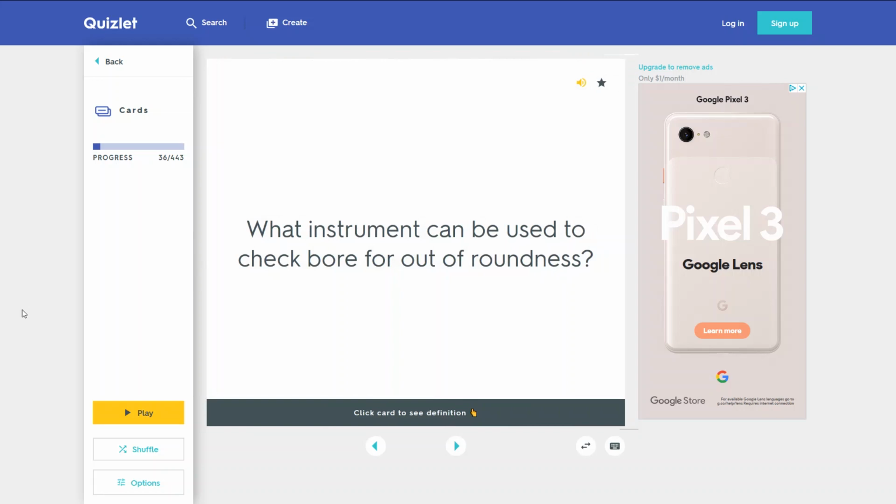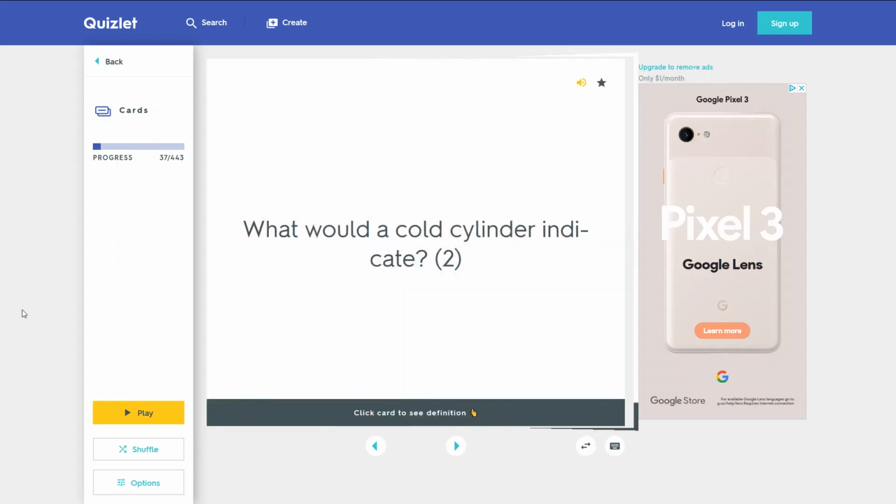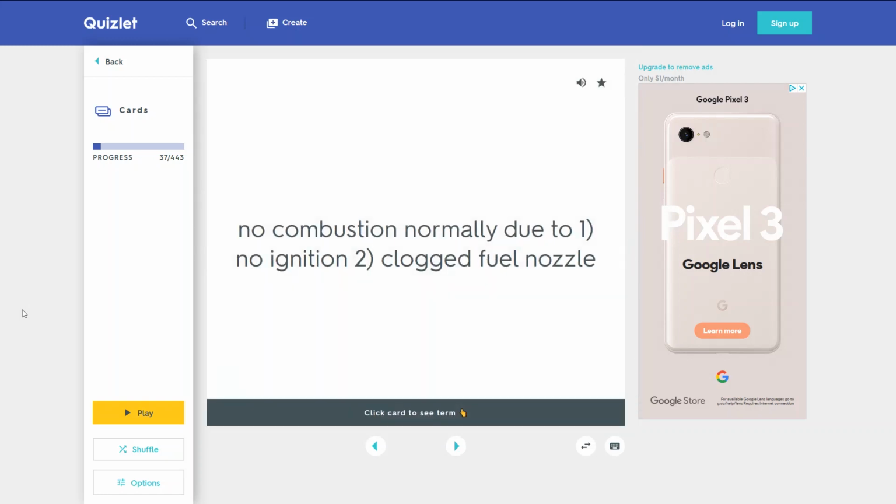What instrument can be used to check bore for out-of-roundness? A cylinder bore can be checked with a dial indicator, telescopic gauge and outside micrometer or inside micrometer. What would a cold cylinder indicate? No combustion, normally due to 1. No ignition. 2. Clogged fuel nozzle.